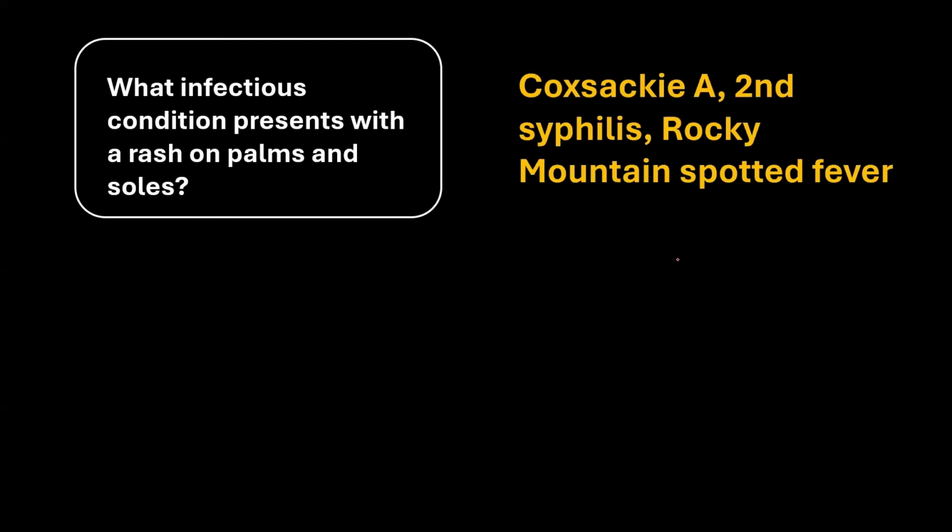Okay, what condition presents with a rash on the palms and soles? There are a few of them. Okay, good. Secondary syphilis, Coxsackie virus, and which Coxsackie virus? And then Rocky Mountain spotted fever. Good. Yep, Coxsackie A. Coxsackie A is also called what? What does it cause? Hand, foot, and mouth disease. Good. Secondary syphilis, and then Rocky Mountain spotted fever.